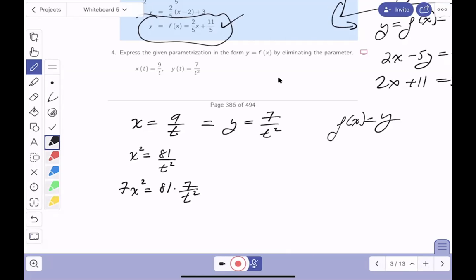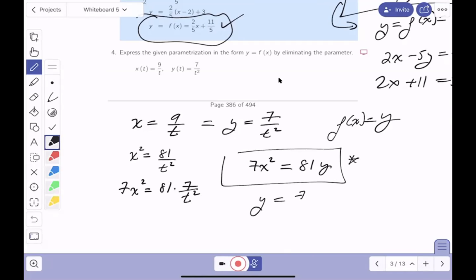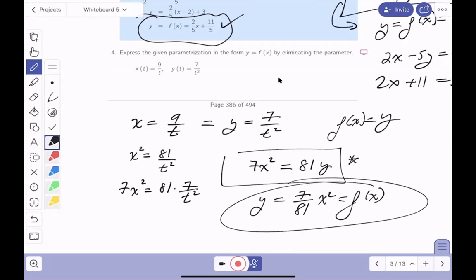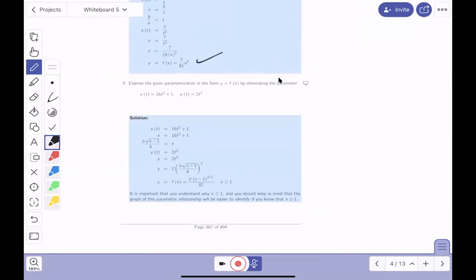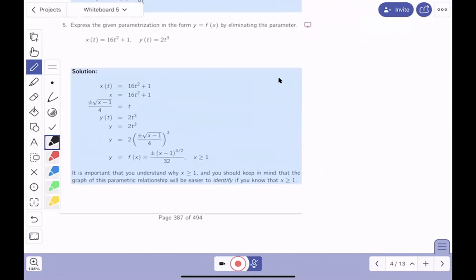All right. So what do I get? I get 7x squared equals 81 times, and what's 7 over t squared? It's y. So now do I have my function? Not my function, but my relationship. This is a nice relationship to have. Can I solve that for y? Sure. What's y going to be equal to? 7 over 81 x squared. And this is the function of x. All right. Let's go to the next page. Relatively straightforward. All right, let's go to number 5.